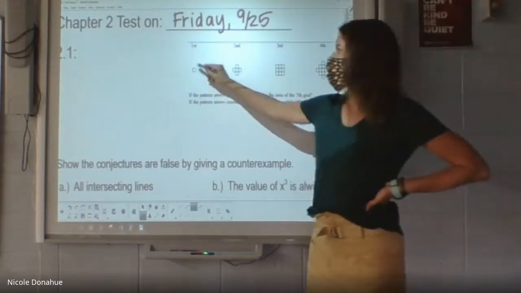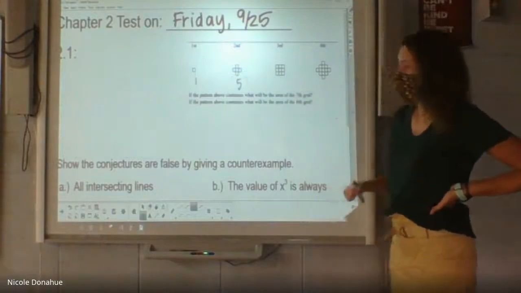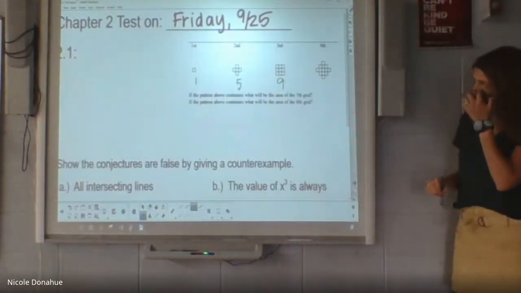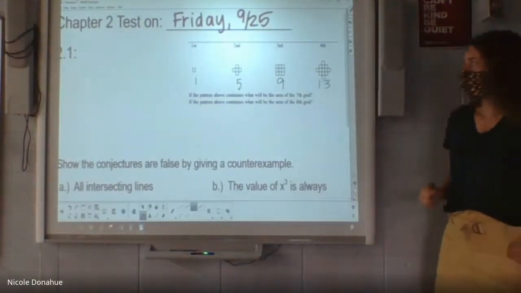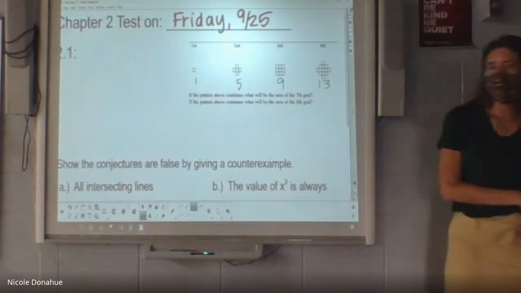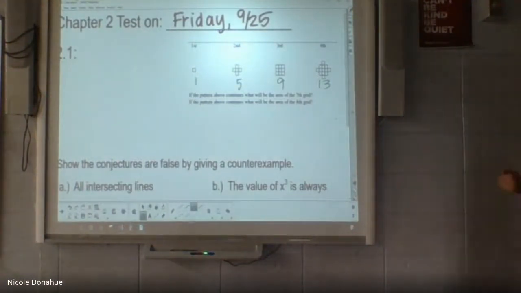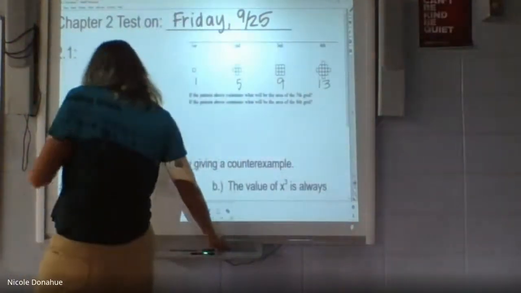Like in the first one, the area would be 1. The second one would be 5 because there's 5 little squares there. The next one would be 9. The one after that would be 13. So it says if the pattern continues, what would be the area of the 7th grid or the 8th grid? Like what would happen with that pattern continuing? So, talking about those patterns.